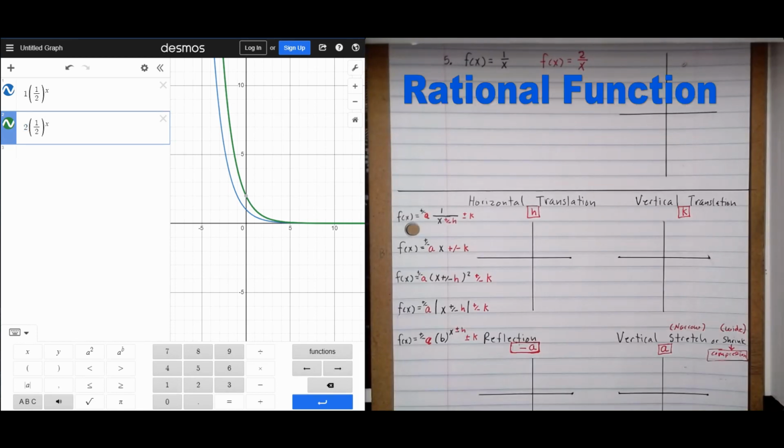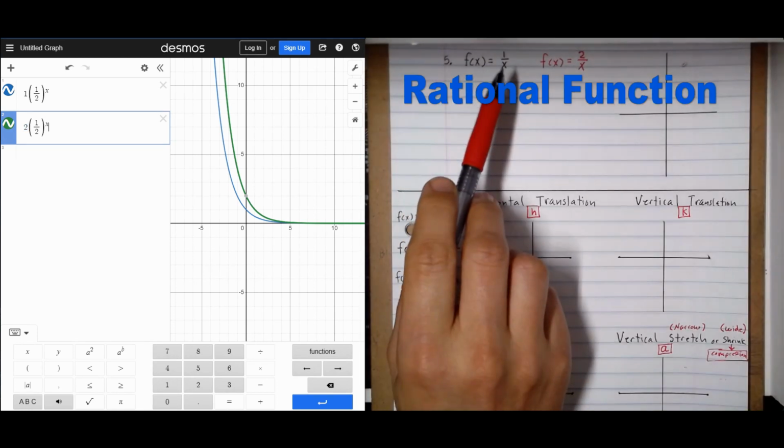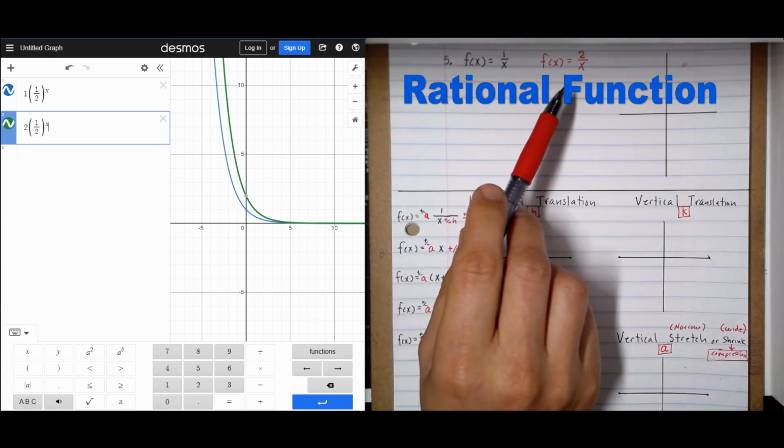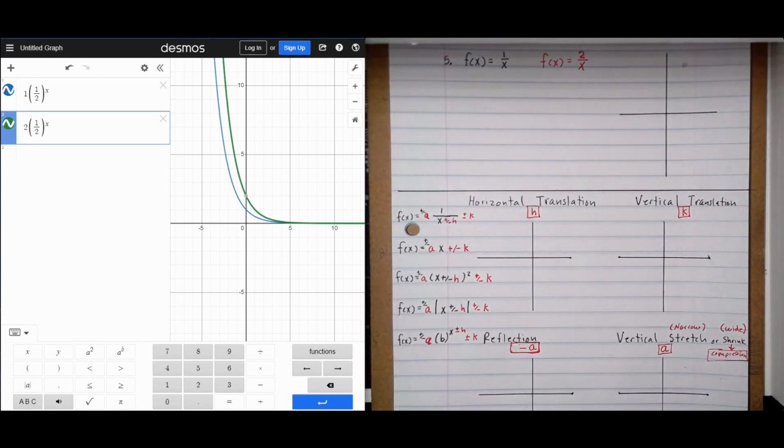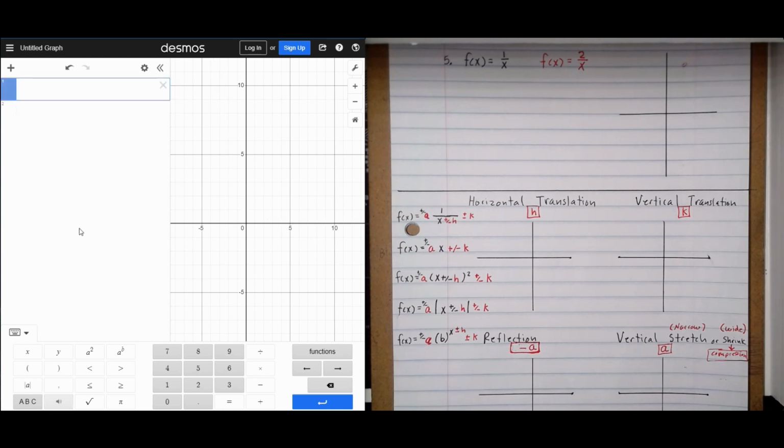Now this last function that we're going to look at, notice it says f of x is equal to 1 over x and f of x is equal to 2 over x. So this is the last one we're going to check out. And on this particular function, let me go ahead and X these old ones out. We're going to draw both.